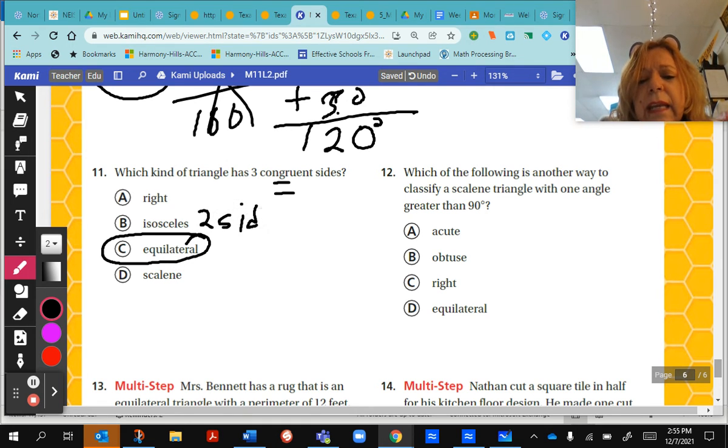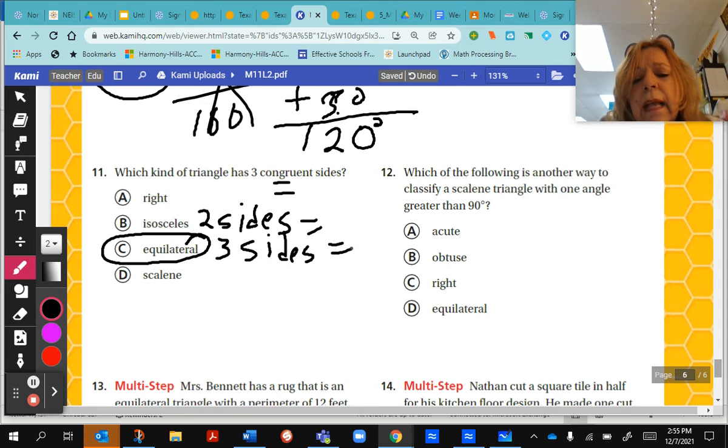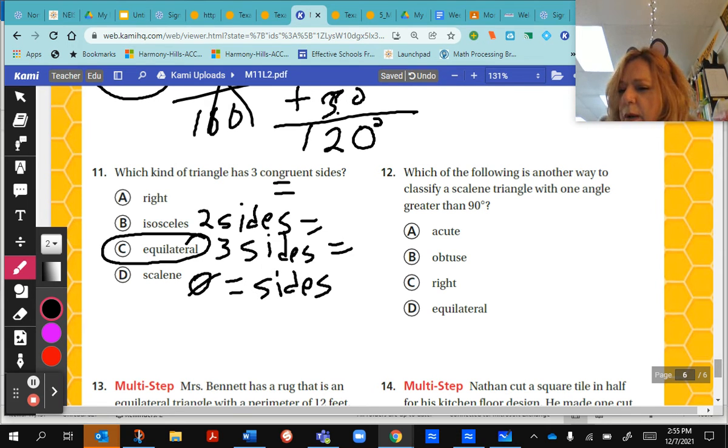And so I want you to go ahead and get into the practice where you're writing these. An equilateral has 3 sides equal, isosceles has 2 sides equal, and a scalene has 0 equal sides. Number 12, which of the following is another way to classify a scalene which has 0 equal sides and one angle that is greater than 90? Very good. It's going to be obtuse.